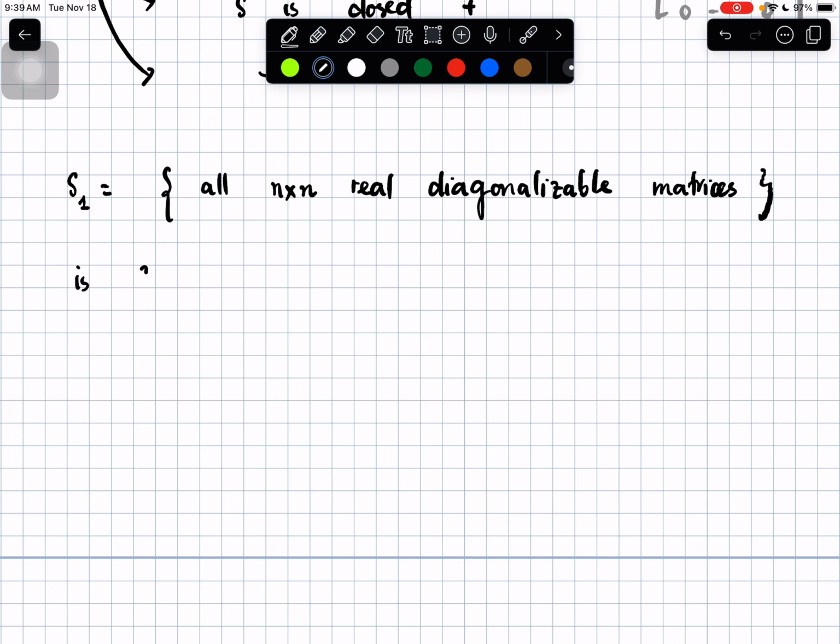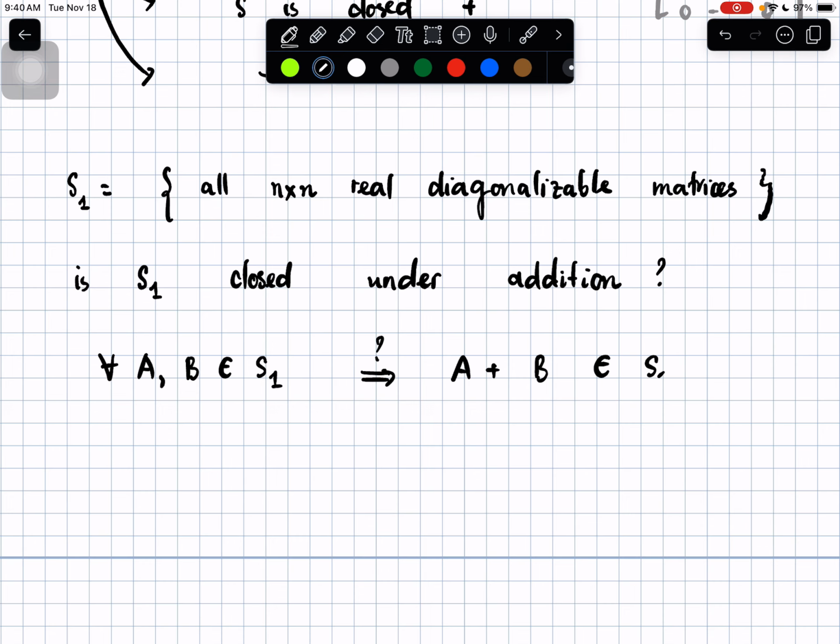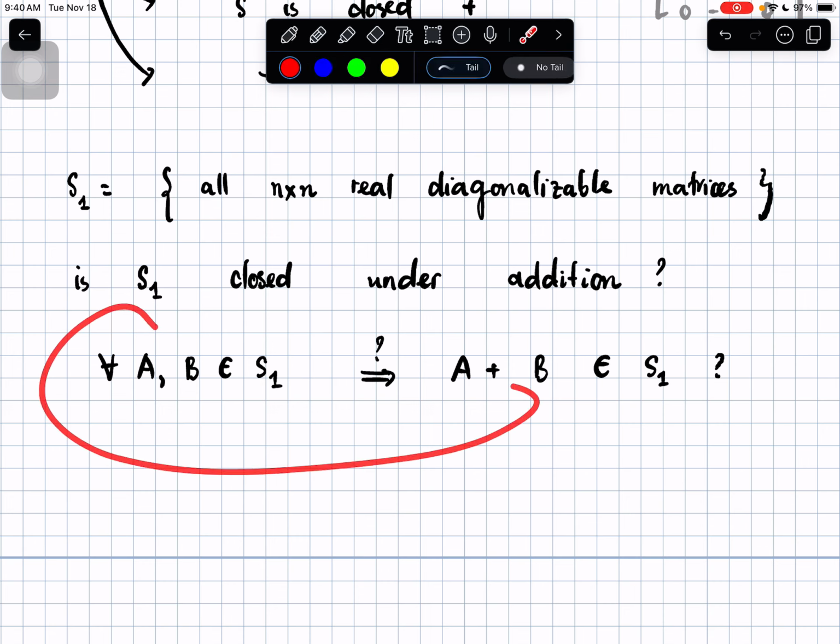Whether S1 is closed under addition. This is to say that if we have two matrices A and B in S1, so two diagonalizable matrices, whether A plus B is also in S1 or not. And this has to be true for all A and B.